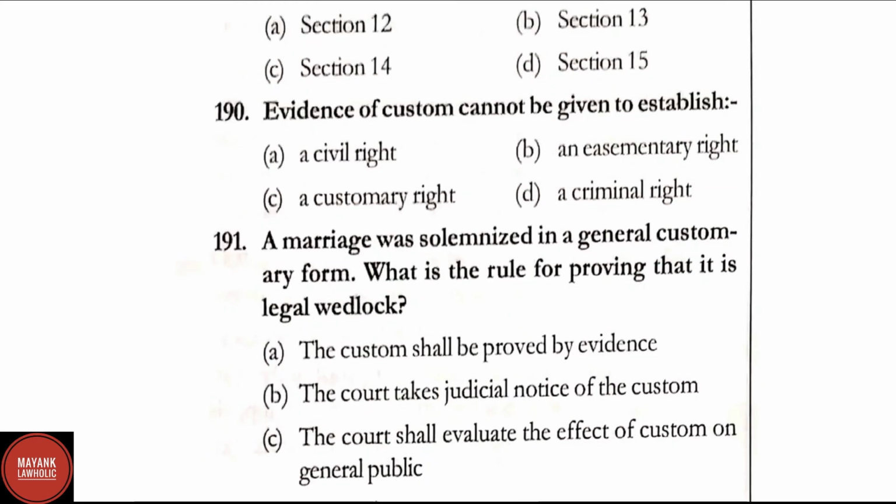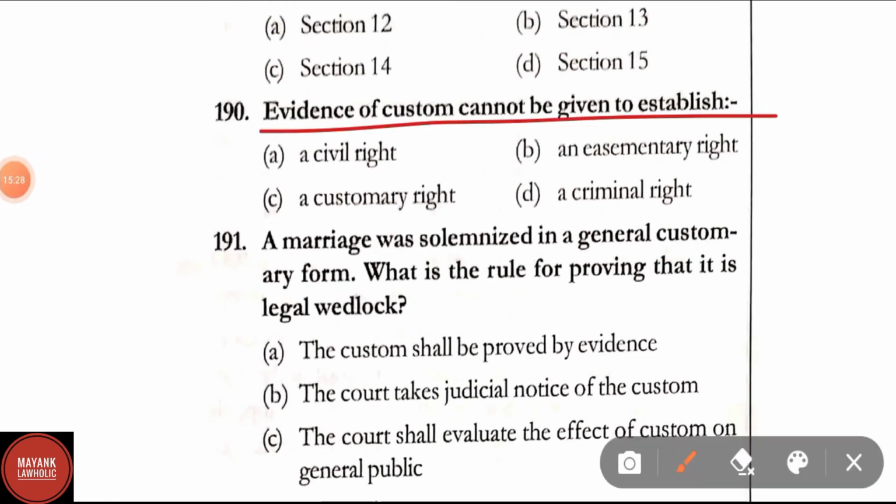Question number 190. Evidence of custom cannot be given to be established. Option A, a civil right. Option B, an easementary right. Option C, a customary right. And option D, a criminal right. Correct answer is option D, that is a criminal right.